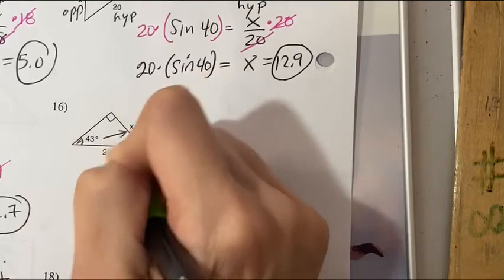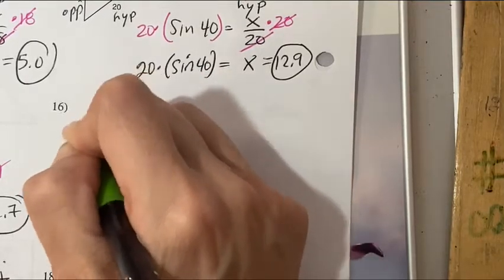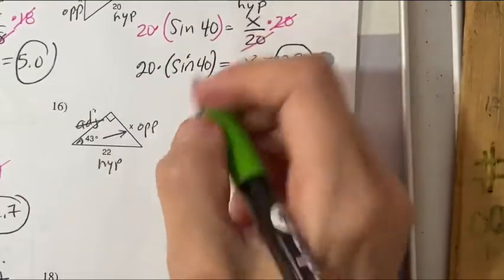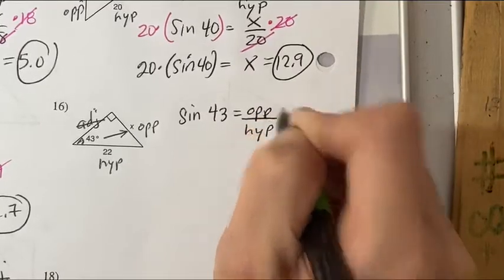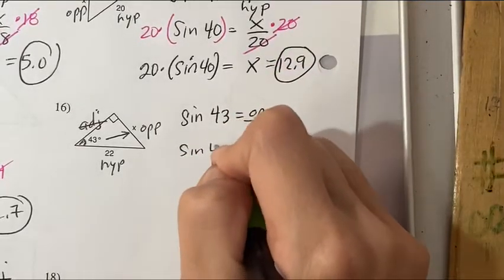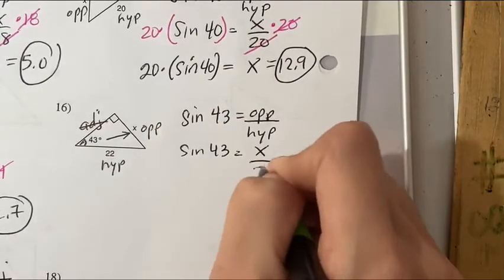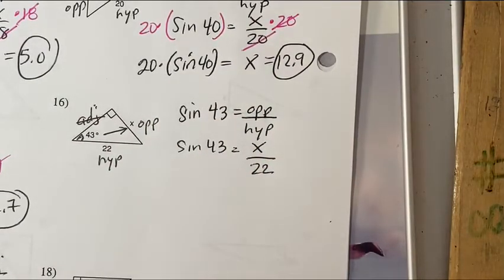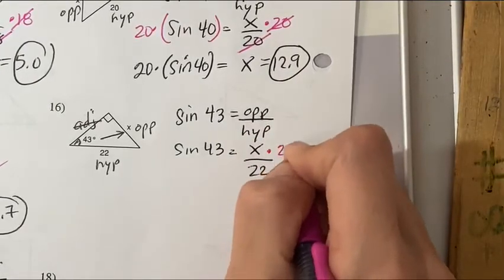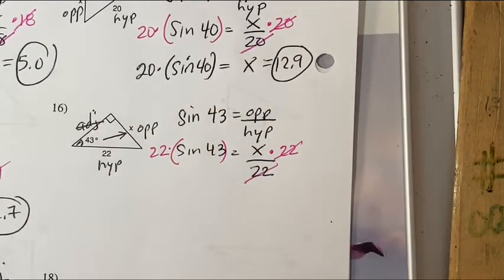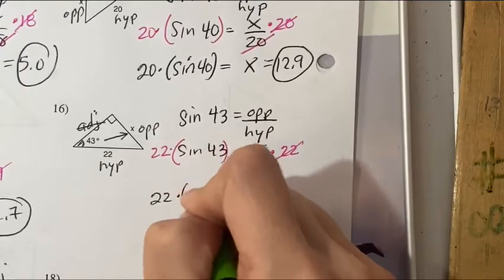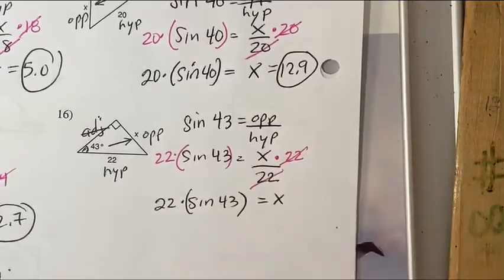So here's my opposite. This would be hypotenuse. This is adjacent. So yeah, if I don't have the adjacent, I need the sine function because the sine is opposite over hypotenuse. So the sine of 43 would be opposite is labeled x, hypotenuse 22. The swap's not going to help me here. So since x is being divided by 22, I'm going to multiply by 22 on both sides. So my answer would be 22 times the sine of 43. Has to equal x. 15.0.